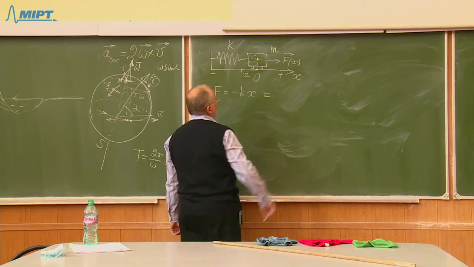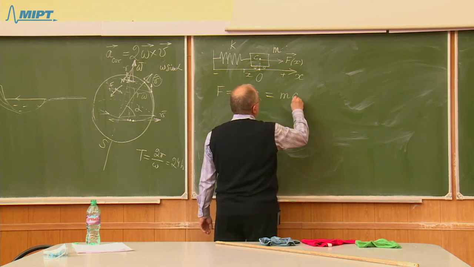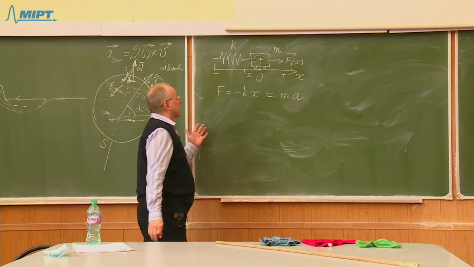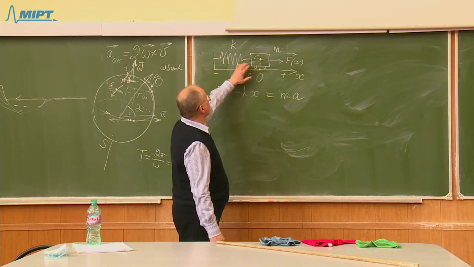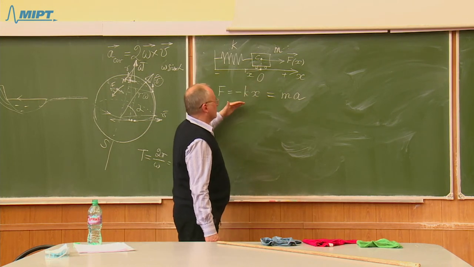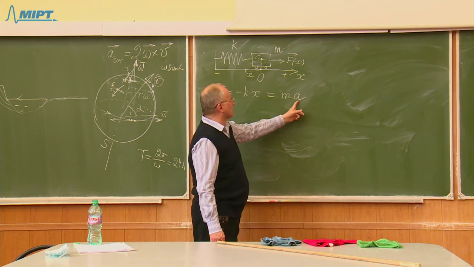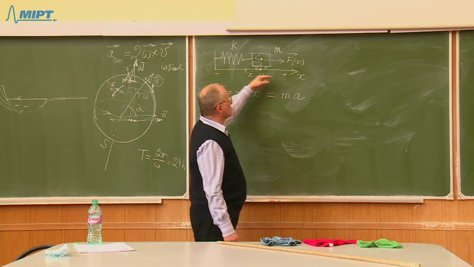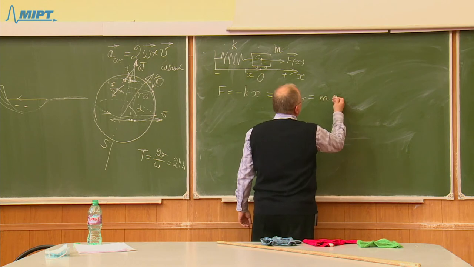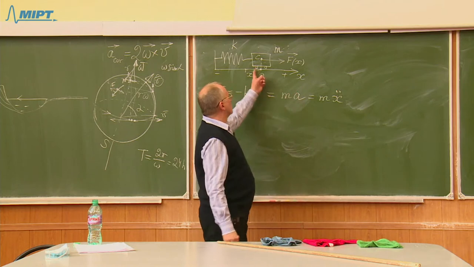Actually, the force of interaction due to Newton's second law is the mass of the body times acceleration of the body, if no other forces act on this body, if no other forces but the spring. Only the spring is acting on the body, then the only force acting will determine the acceleration of the body. The acceleration is directed along the x-axis. Therefore, acceleration will be expressed as second time derivative of the x-coordinate.